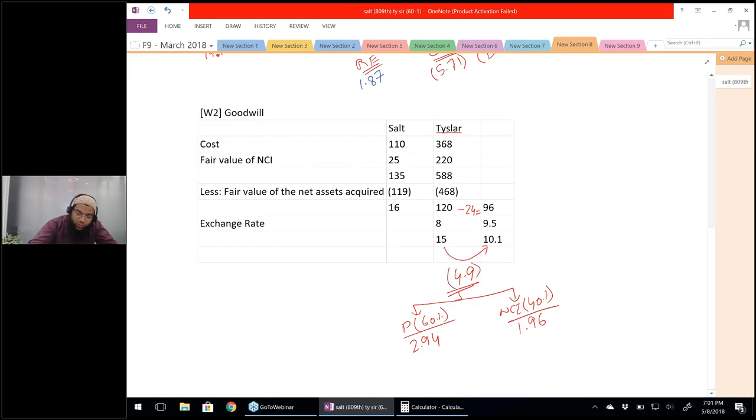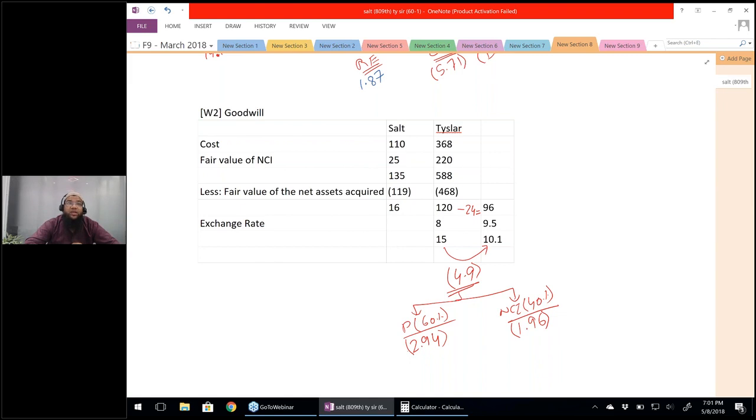So this is negative 4.9, negative 1.96 and negative 2.94. Tell him this is not a negative goodwill, this is a negative value of 4.9. Negative goodwill would mean that the goodwill is entirely negative.